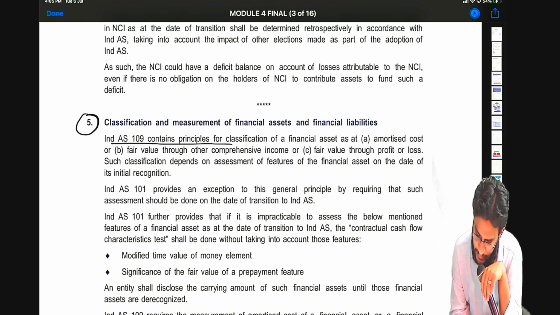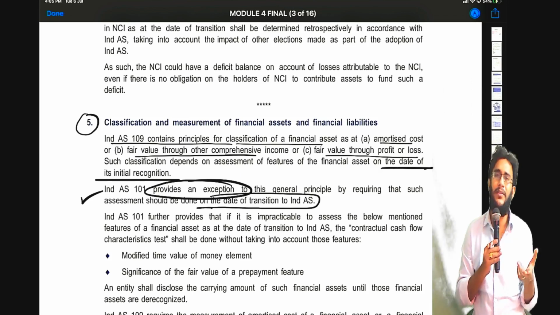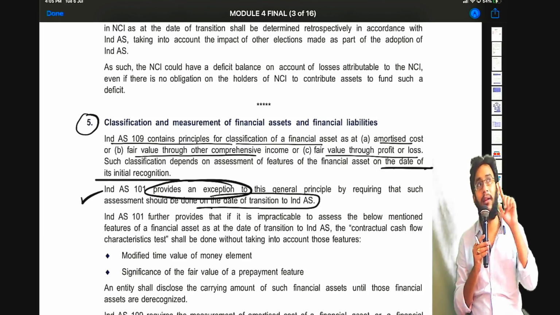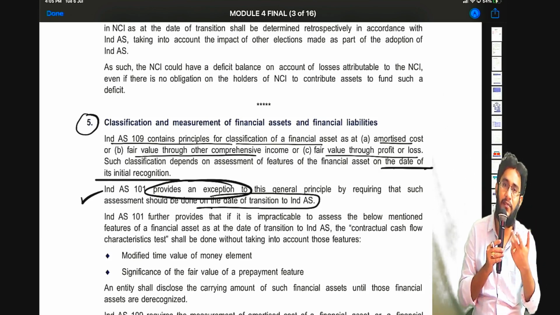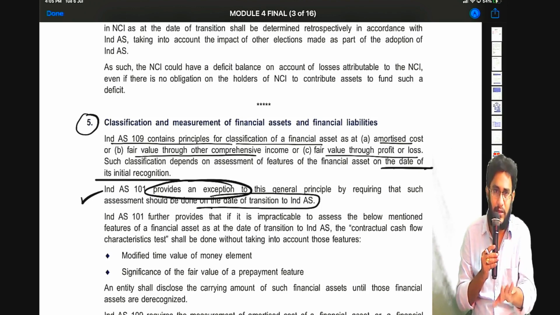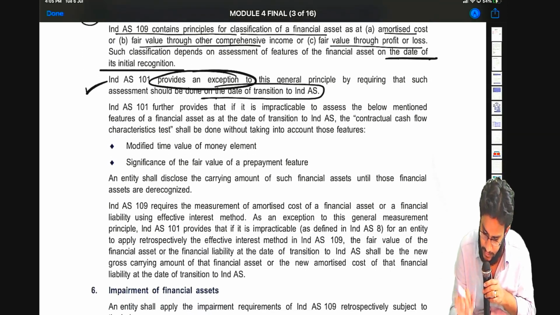Ind AS 109 contains principles for classification of financial asset at amortised cost, FVTOCI or FVTPL. Such a classification depends on assessment of facts of the financial asset on the date of initial recognition, obviously. Ind AS 101 provides an exception to these general principles by requiring that such an assessment should be done on the date of transition. So, I purchased a financial asset 4 years back. You need not go back 4 years and see on that date what was my business model, what was the SPPI test on that date. Not required. Stand today on the transition date, and now ask yourself, what is your business model test, SPPI test, and then decide amortised cost, FVTOCI, FVTPL. Standing today, you should decide. Okay, so this is one point.